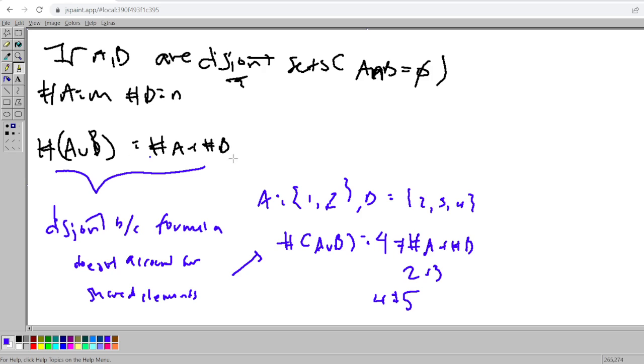So basically, this is why you need the disjoint condition: the formula doesn't account for the elements that are shared within the set.